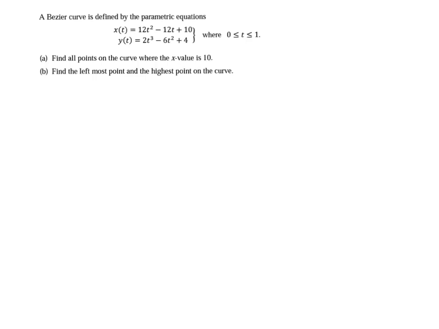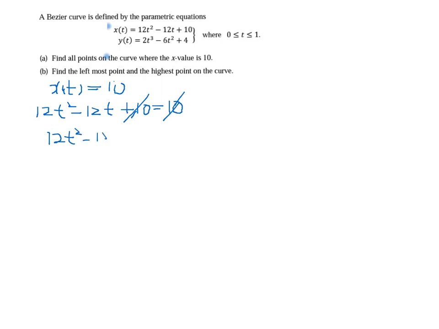Then to find points on this Bezier curve where the x value is 10, basically we are being asked to find the t values when x(t) is equivalent to 10. So we just need to solve this, and we know x(t) is 12t squared minus 12t plus 10. Setting this equivalent to 10, we can cancel 10 from the left and right sides, and we are left with 12t squared minus 12t equals 0, guys.